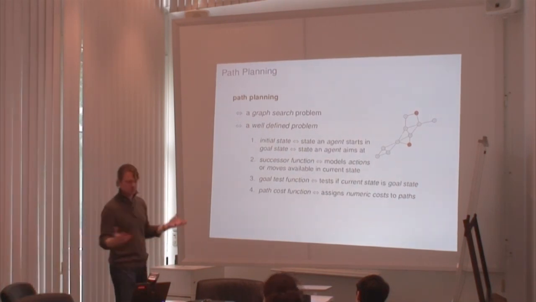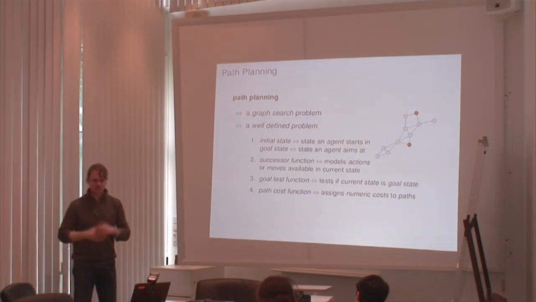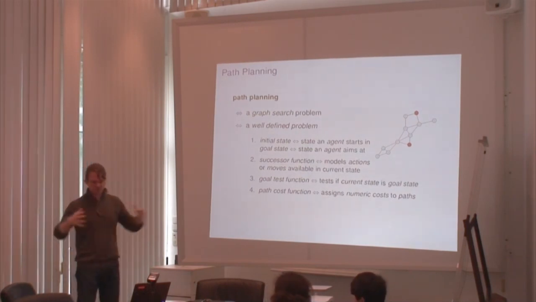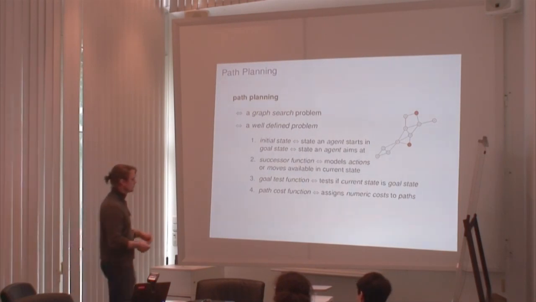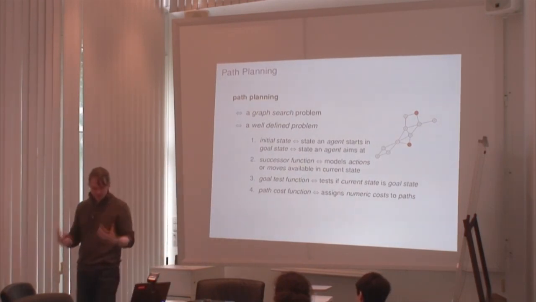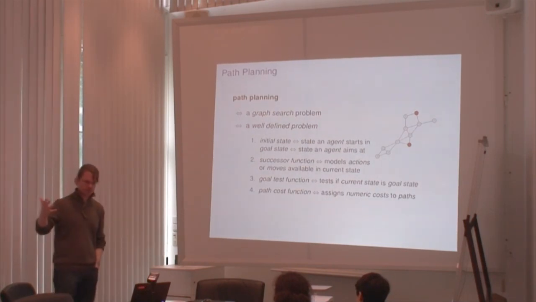One of them might be preferable, probably the shorter one. We have to have a way of deciding which of a set of possible paths we can find is the one we should go for. And for that, we need this cost function, which assigns numeric values to paths we uncover throughout our search.